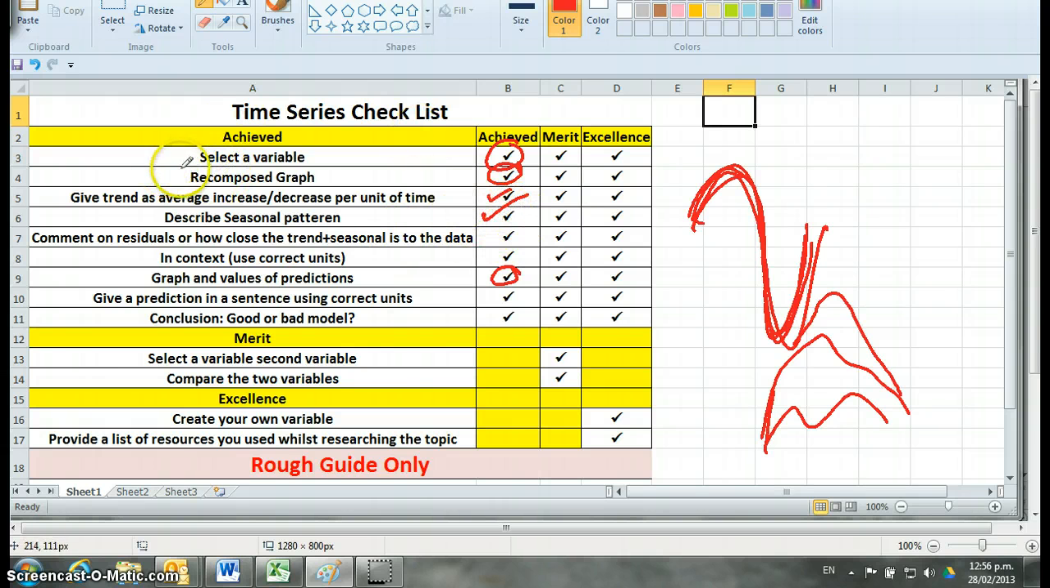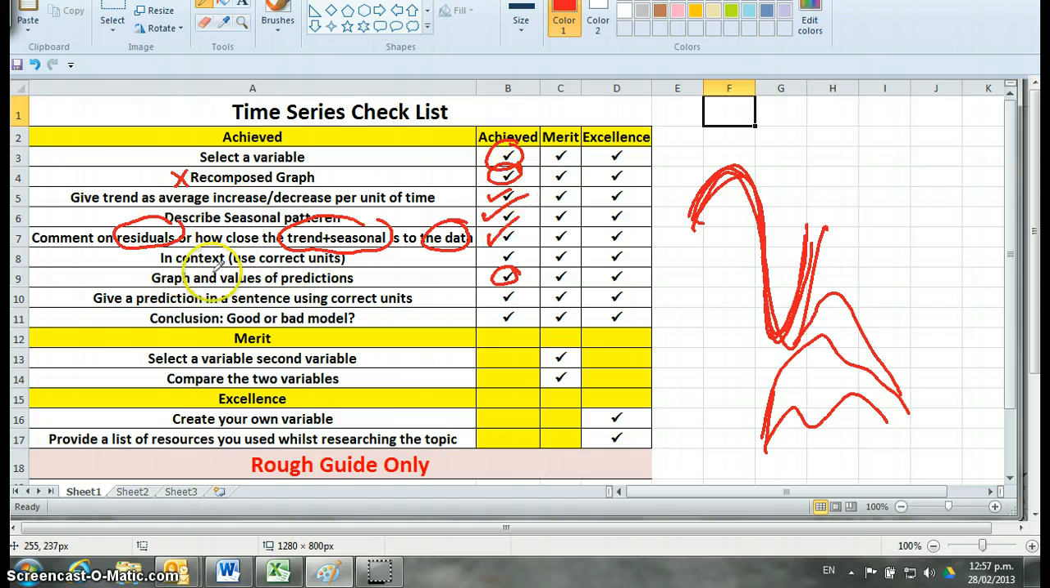So when you've got your recomposed graph, you can see the raw data is in black and the finer line is the computer model, the trend plus the seasonal. So you can say how close they are to each other. So if you hardly see the fine line, you can say it looks like a good model. The residuals down the bottom is the error, or the difference between the computer model and the actual data. So you could express the residuals as a percentage of the range of the data, but for achieved it's probably enough just to say, looking at the graph I can see that the trend in the seasonal is actually very close to the raw data, so it looks like a good model.